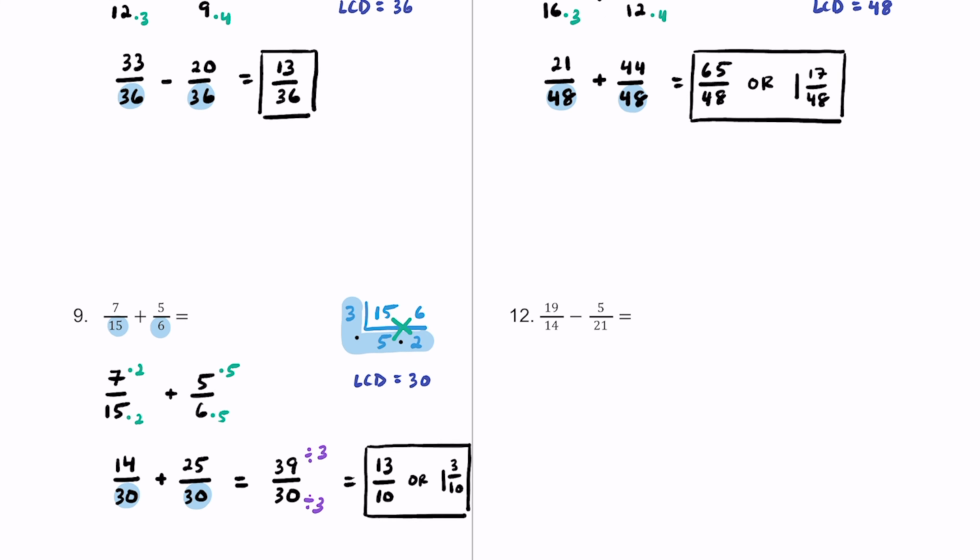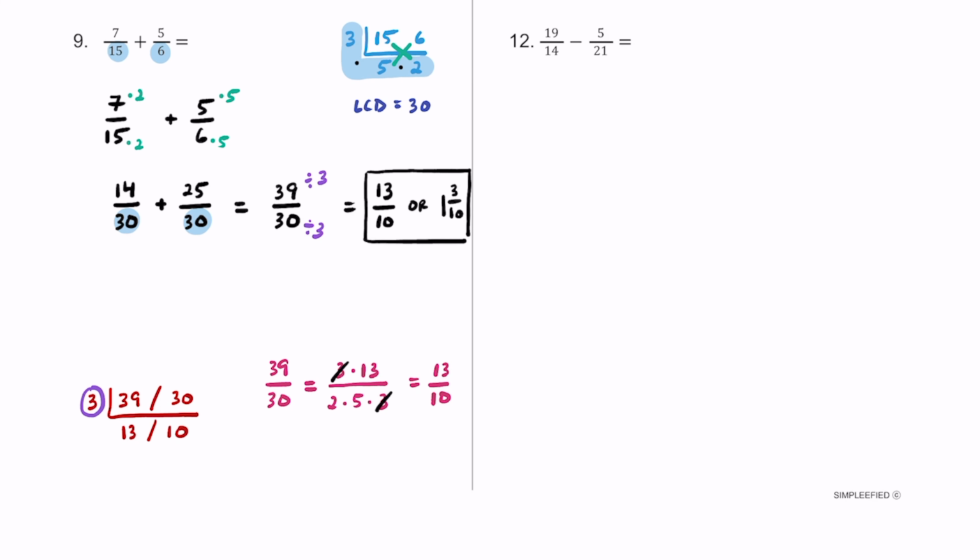All right, final problem for these set of practice problems here. We have 19 14ths take away 5 21sts, so we would like the denominators to be the same. Let's take the 14 and the 21 and see when the first time they meet is. And so it looks like 7 goes into both. 7 times 2 is 14, 7 times 3 is 21. 2 and 3 are relatively prime, so we're just going to stop there.